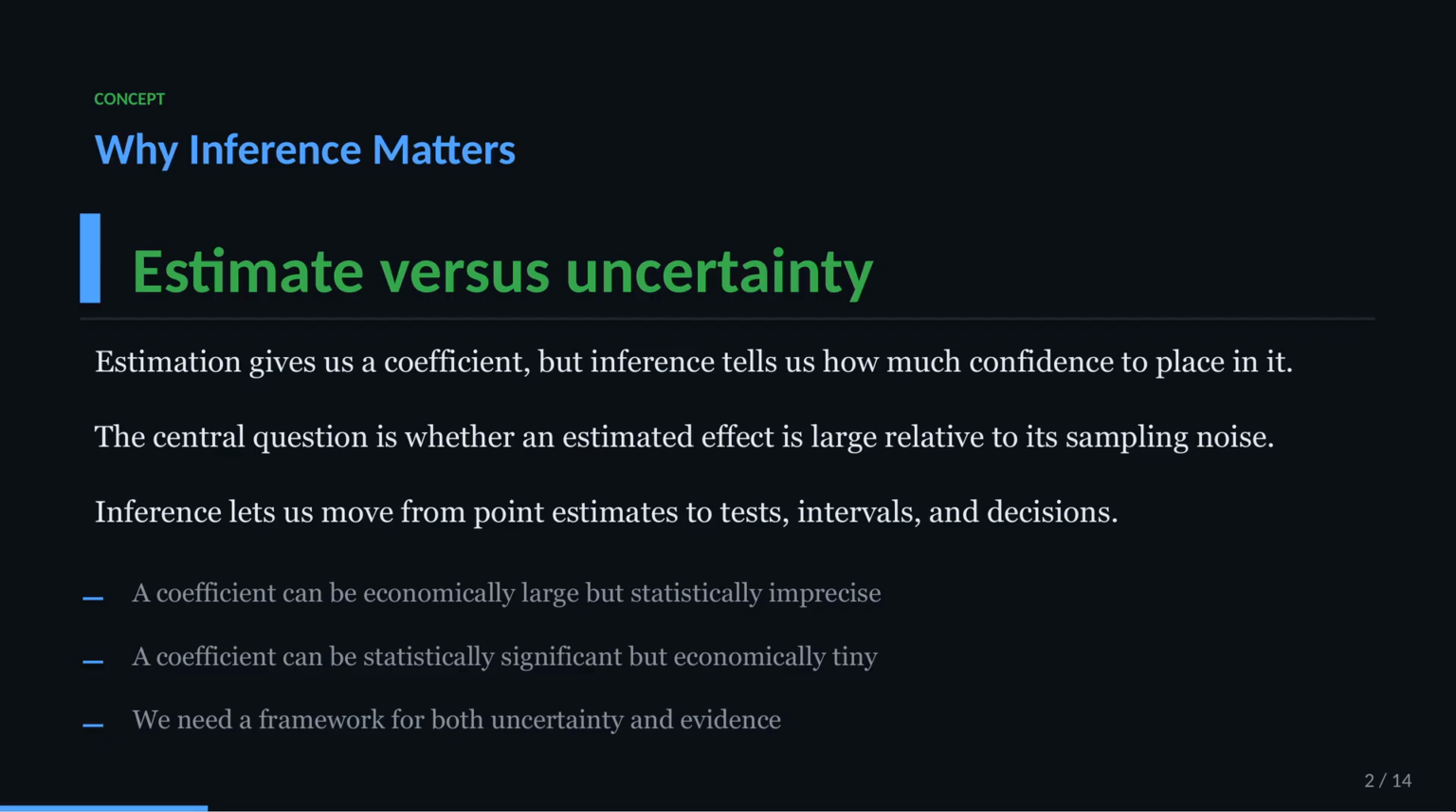Because an estimate is just one draw from a sampling process. If we took a different sample, we would usually get a different estimate. So inference asks whether the number we got is large relative to the sampling variation that naturally comes with estimation. This is why economists care about both the coefficient and the standard error. A coefficient can be economically large, but estimated very imprecisely. It can also be statistically significant and yet economically trivial. Inference gives us a language for separating signal from noise.